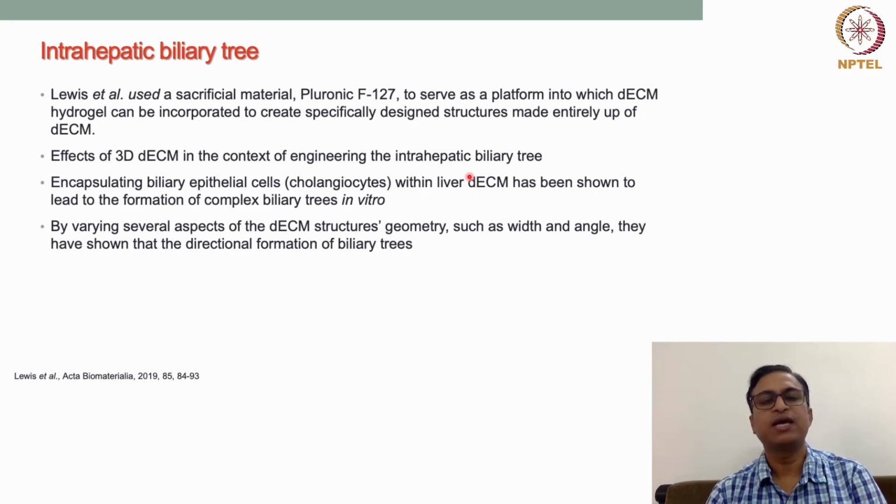So in this case, they have seen the effect of this dECM for engineering the intrahepatic biliary tree by encapsulating biliary epithelial cells. Mostly these are cholangiocytes. They have encapsulated those cells within the liver dECM, and then they have shown that this can lead to the formation of complex biliary trees in vitro.